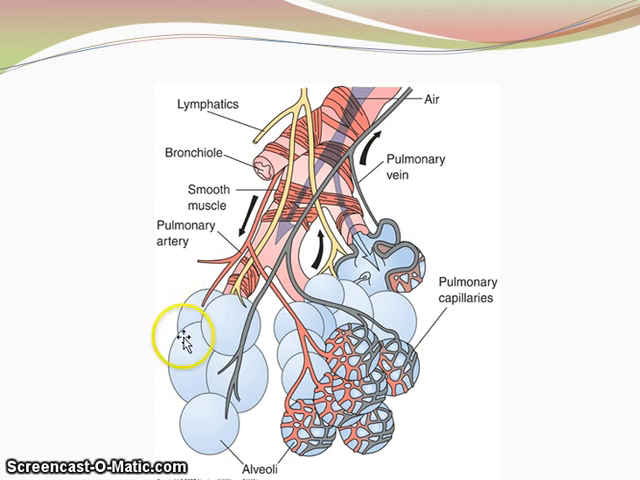Their job is gas exchange, right? So they're surrounded by capillary beds, and this is where the teeny tiny arterioles cross over with the teeny tiny venules, right? And that's where they drop off CO2 and pick up oxygen for our gas exchange.